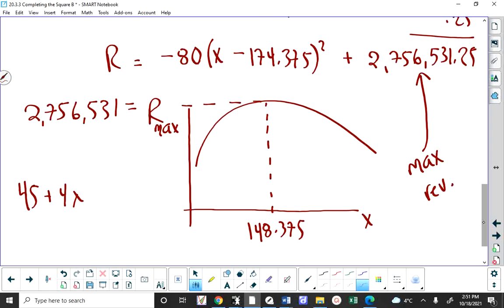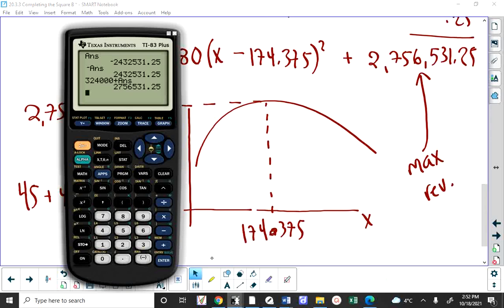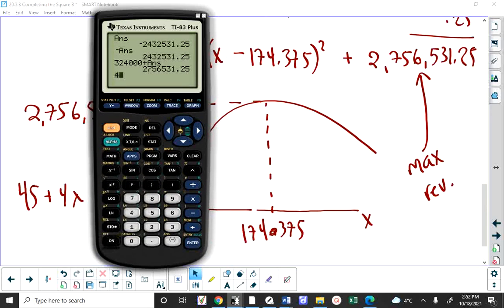Question? Oh, look at that. I don't even know where I got that from. Thank you very much, Ariana. This is 174.375. So can you work that out for me, please? 45 plus 4 times that. 340. Oh, I know where I got the 148 from. So 742.50.